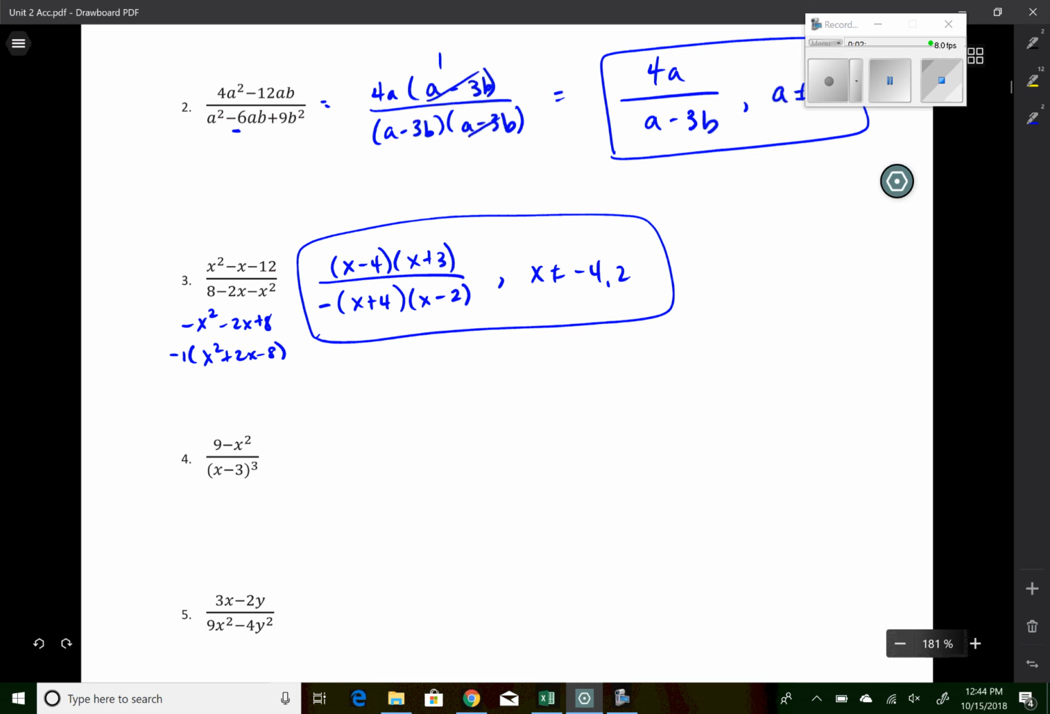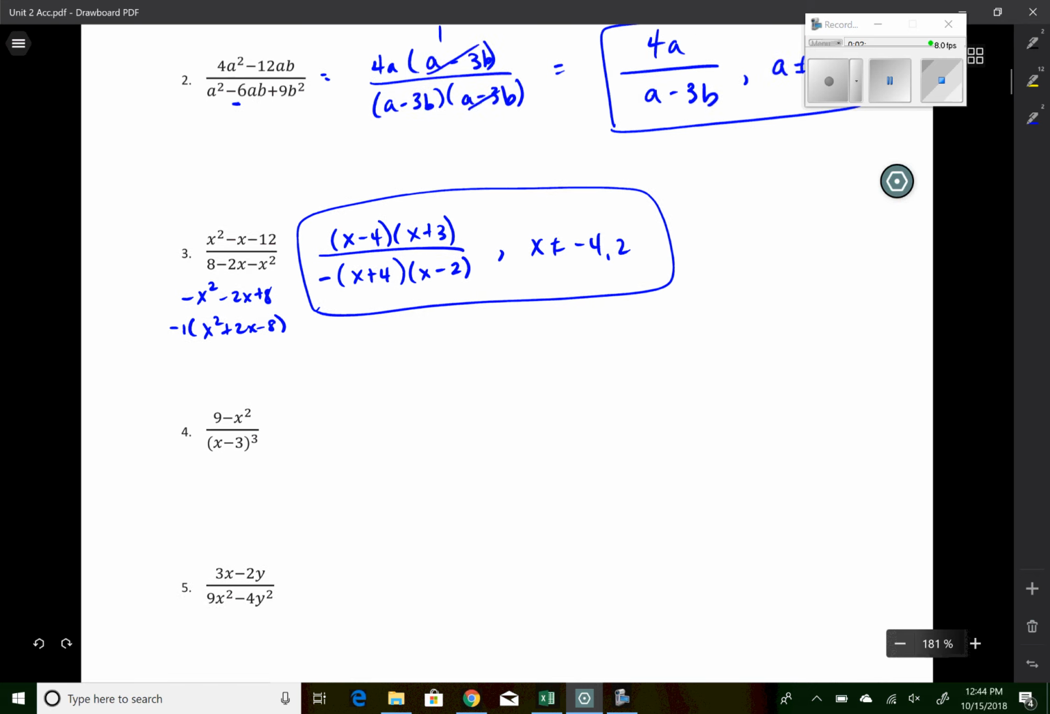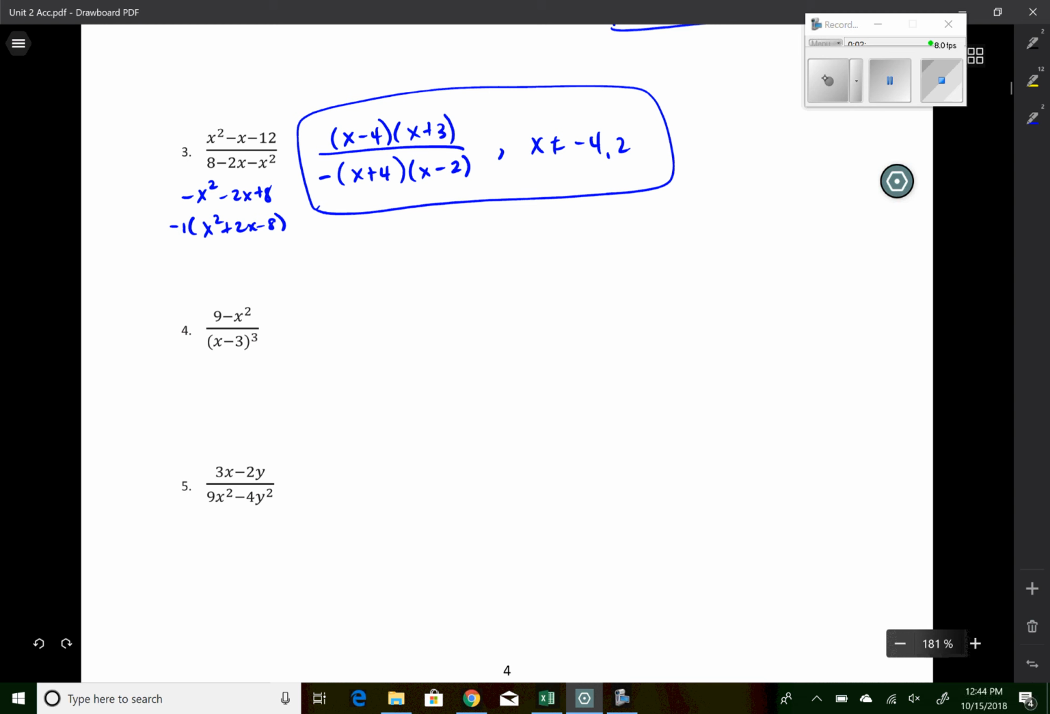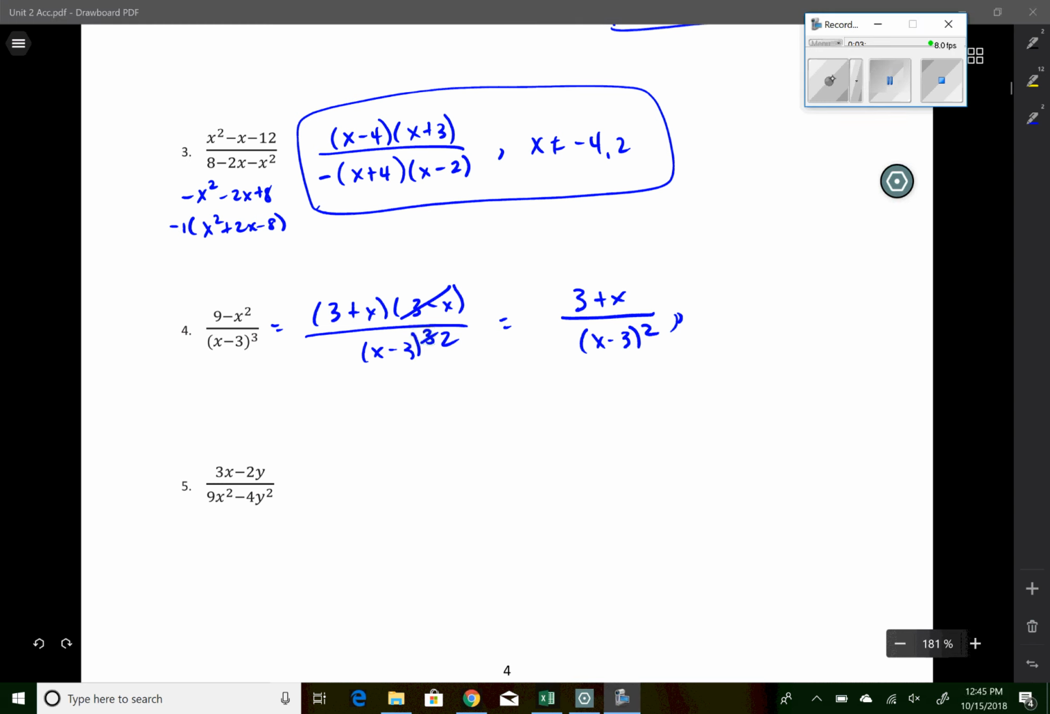Notice I just put the negative where it was. I could put it in the numerator if I want to. It's not going to make anything reduce, so it's a waste of our time. 9 minus x squared becomes (3 plus x)(3 minus x), and (x minus 3) to the third power. I don't have to multiply that out. I'm just going to reduce one of these with one of these. So that's going to leave me with 3 plus x in the numerator divided by (x minus 3) squared in the denominator, where x cannot equal positive 3.